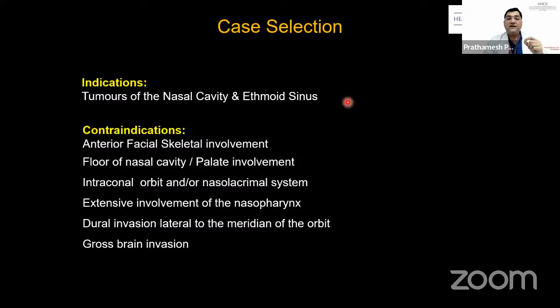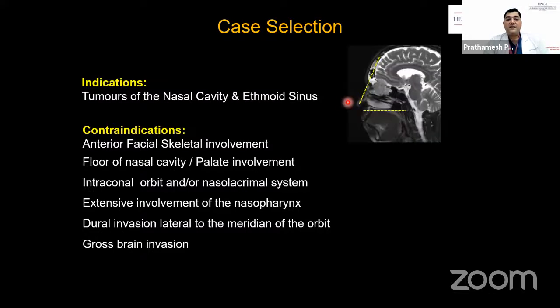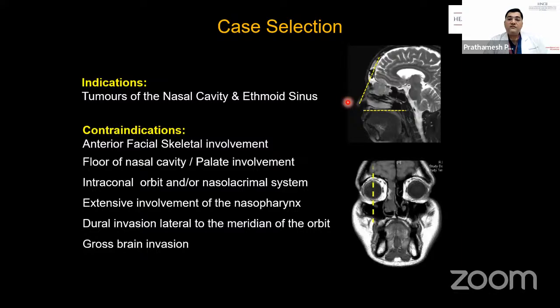So today, your indication for an endoscopic approach would be tumors of the nasal cavity and ethmoids. And the contraindication for an endonasal approach would be an anterior facial skeletal involvement, floor of the nose or palatal involvement, intraconal orbit or the nasolacrimal duct system, extensive involvement of the nasopharynx, dural invasion lateral to the meridian of the orbit, and gross brain invasion. So look out for these things and you will be able to make a proper judgment.